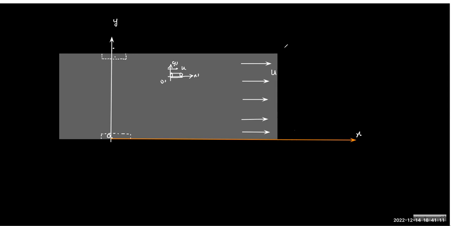Rugved, your mic is not working still. It is totally clear.